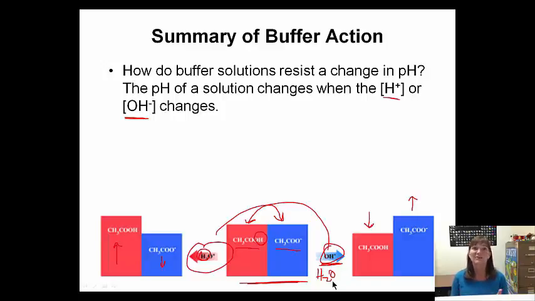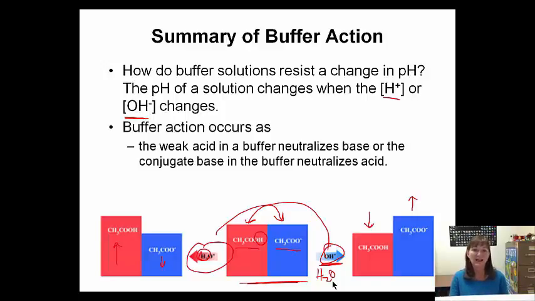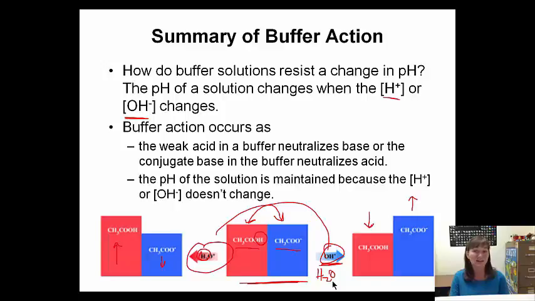So that's how a buffer resists a change to pH. If you add an acid, there's a base in the buffer that's going to quickly come up and neutralize it. If I add a base, then there's an acid component that'll neutralize it. So buffer action occurs as the weak acid in a buffer neutralizes any added base, or the conjugate base in the buffer will neutralize any acid. The pH of the solution is maintained because the hydrogen or the hydroxide concentrations don't change.